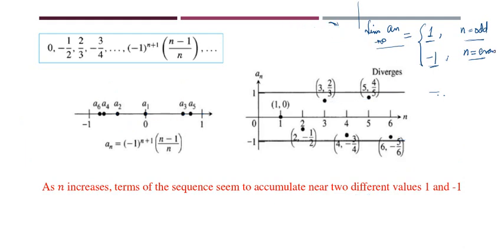And you see in this coordinate plane, this line is y equals 1, this line is y equals minus 1. So you see you have again two asymptotes for this one, right? But that cannot be the case.